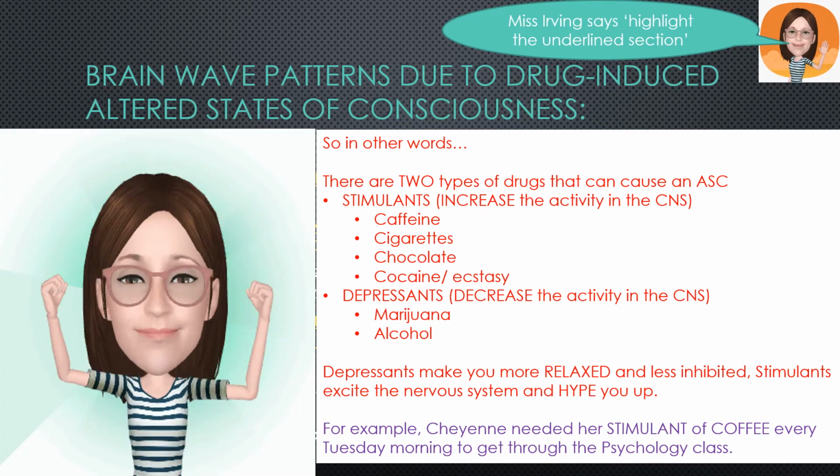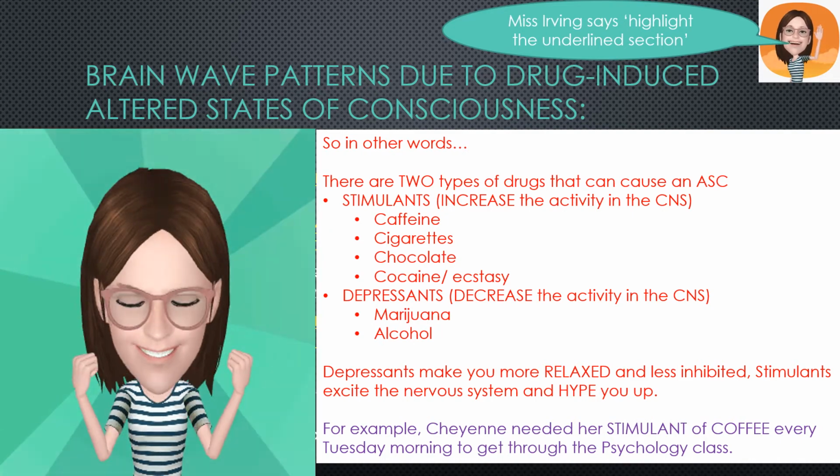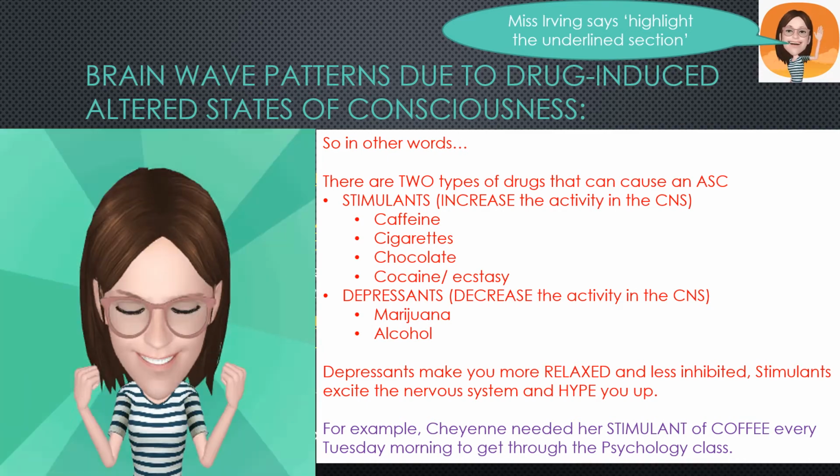So in other words, there are two types of drugs that can cause an ASC, altered state of consciousness. Stimulants increase the activity in the central nervous system: caffeine, cigarettes, chocolate, cocaine, ecstasy. It's that party drug. Of course, you don't know that. Anyway, depressants decrease the activity in the CNS, the central nervous system: marijuana and alcohol. Depressants make you more relaxed and less inhibited. Stimulants excite the nervous system and hype you up. For example, Cheyenne needed her stimulant of coffee every Tuesday morning to get through the psychology class.